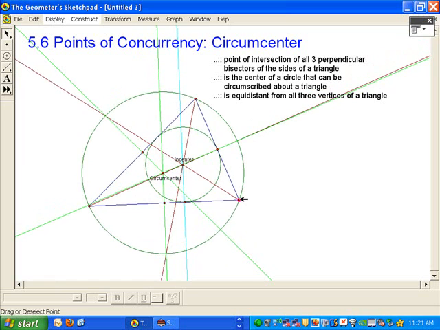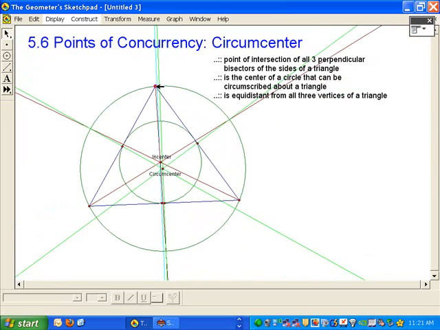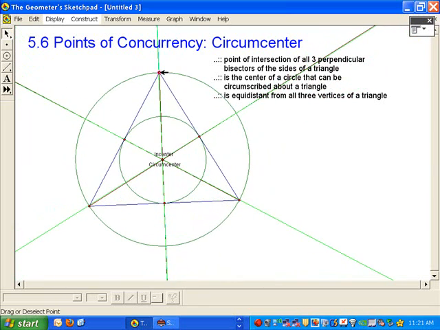Can that inscribed circle and the circumscribed circle ever be the same? No. And it should make sense. It's impossible, right? Because if it was the same, it couldn't be inside and outside the triangle all at once. But again, when you're looking at this equilateral triangle, you can see the relationship of the inscribed and circumscribed circles become concentric circles. They share the same center point.